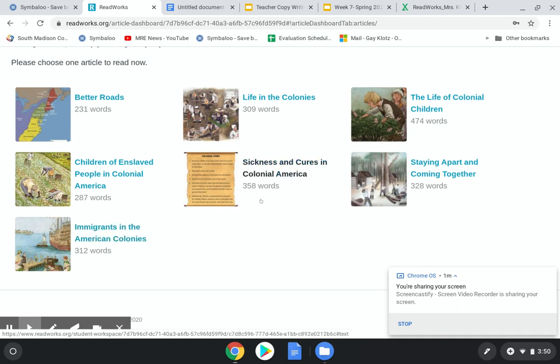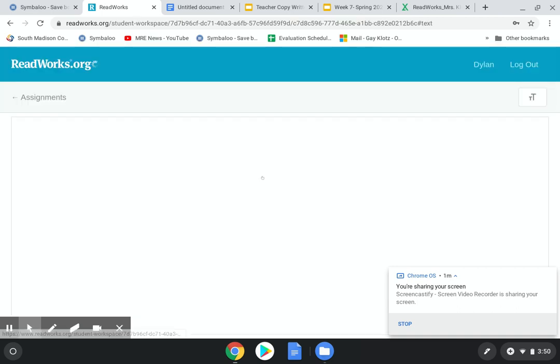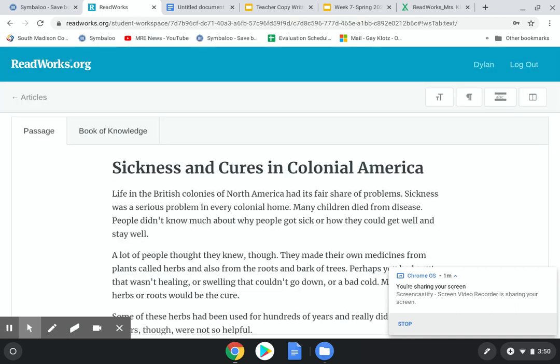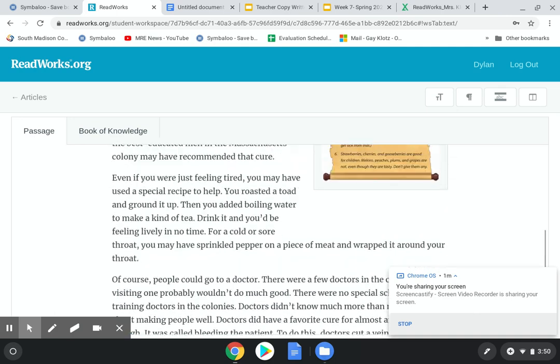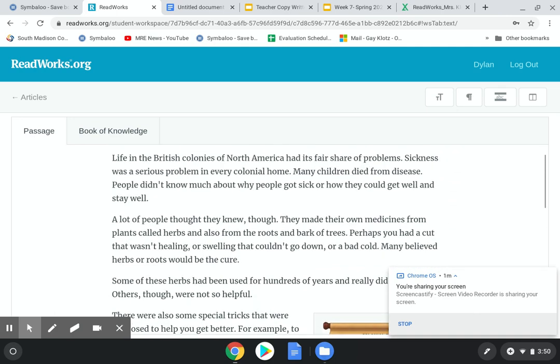I have chosen Sickness and Cures in Colonial America to model for you a RACE writing based on this article. So, this article, Sickness and Cures in Colonial America, is the only article that you cannot choose because I am doing this as an example for you. So, what you're going to do is, again, you're going to choose one article. You're going to read the article all the way through. The articles are fairly short. If you look at this one, it's only several paragraphs long.